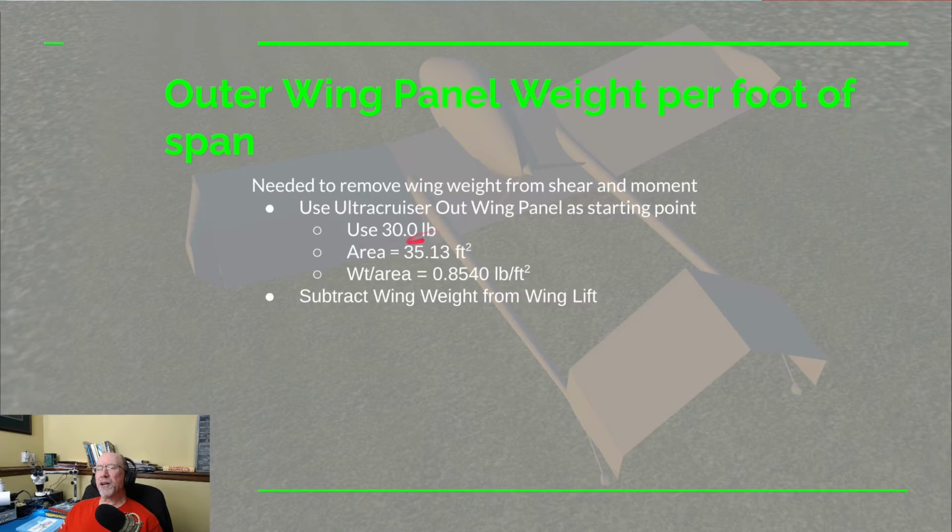So the Ultra Cruiser outer panel was 35 square feet, and so that gave me about 0.85 pounds per square foot for the Ultra Cruiser outer wing panel. Well, now that I have this number, and I know my outer wing panel square feet, I can subtract my outer panel wing weight from the shear calculations and moment calculations.